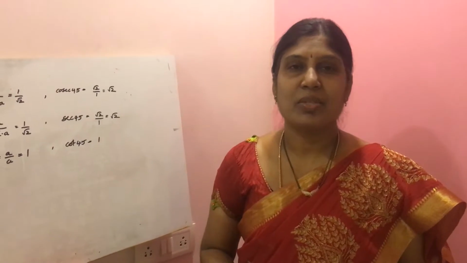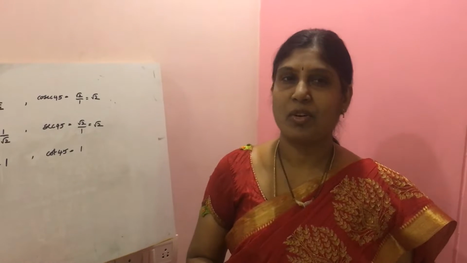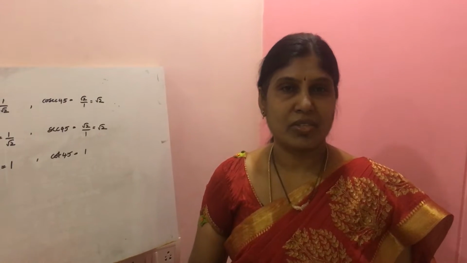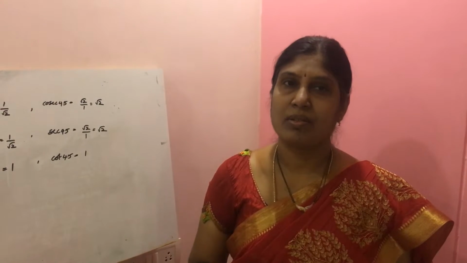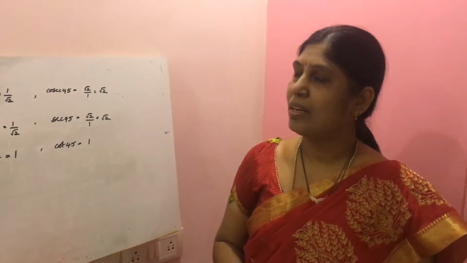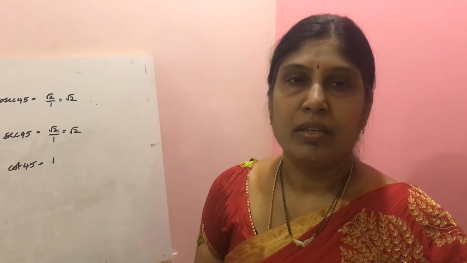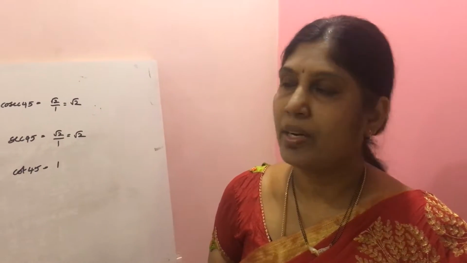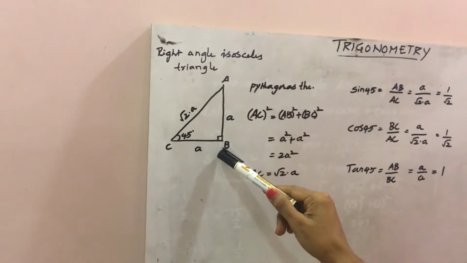In the previous class, we learnt the introduction of trigonometry and how to define the trigonometrical functions, and also, if one trigonometrical function is given, how to find the other trigonometrical functions. Now we will find out the trigonometrical ratios from 0 to 90 degrees. To find the trigonometrical ratios at an angle of 45 degrees, I am taking one right angled isosceles triangle.